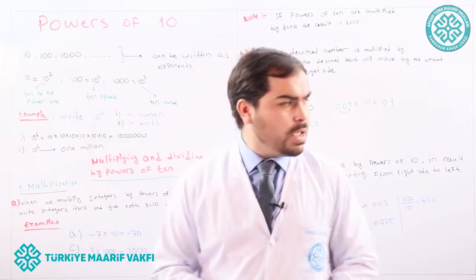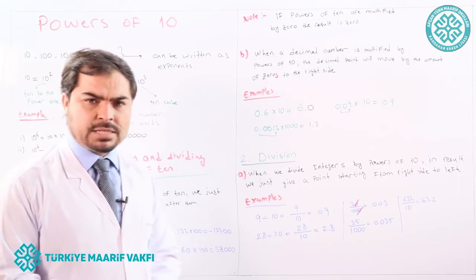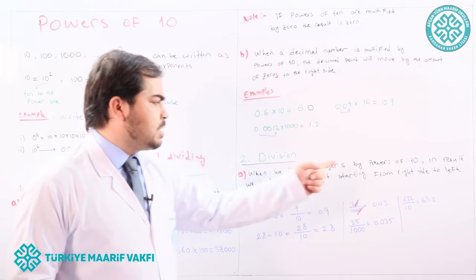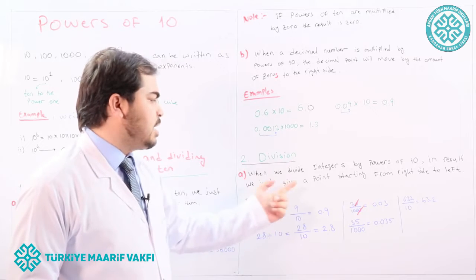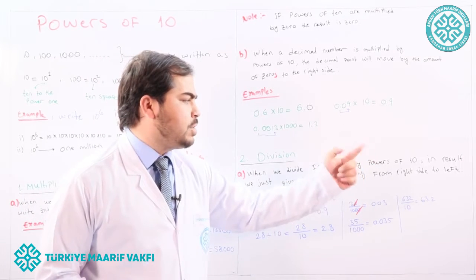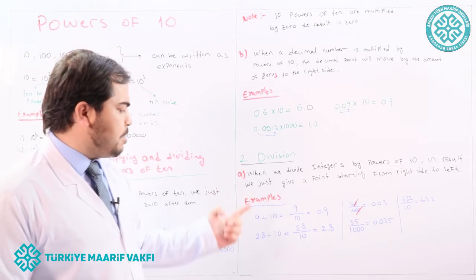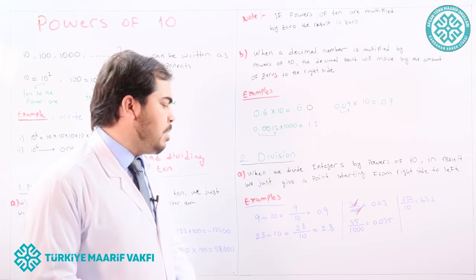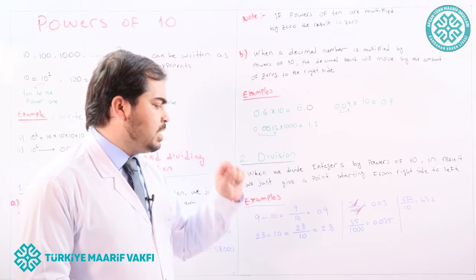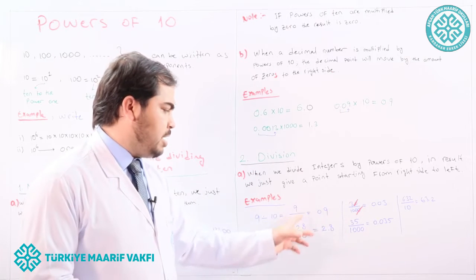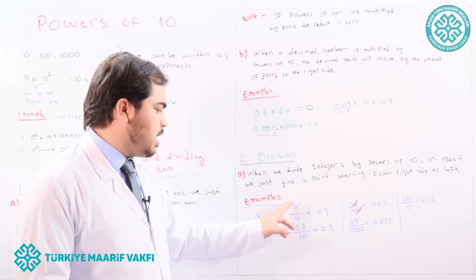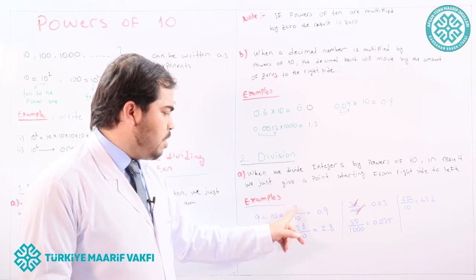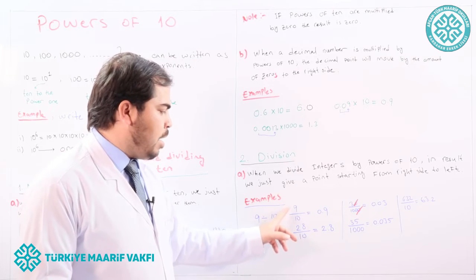Now we are coming to division. We also study division, with the same cases but different rules. When we divide integers by a power of 10, in the result we just place a point, moving from right to left. Here we have examples. If you divide any integer by a power of 10, you add a point starting from the right side and moving to the left. Here we have 9 divided by 10. How much will it become? 0.9. From the right side, you just move the point to the left.